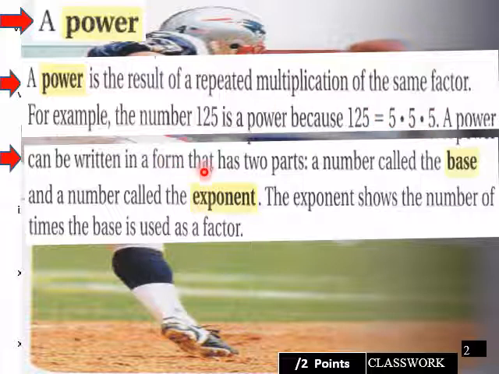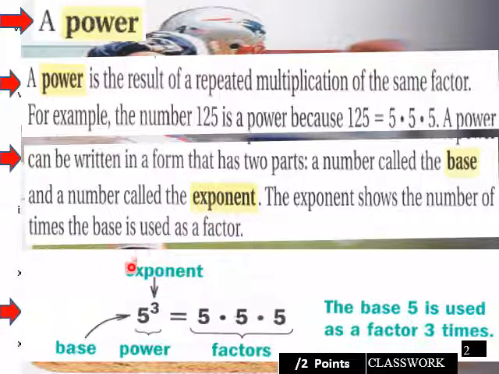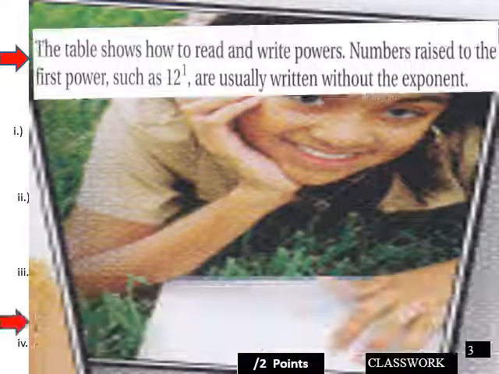A power can be written in a form that has two parts, a number called the base, a number called the exponent. The exponent shows the number of times the base is used as a factor. So this whole thing is a power. Here's the base, here's the exponent, here are the factors. The base 5 is used as a factor 3 times, and that would be a power.